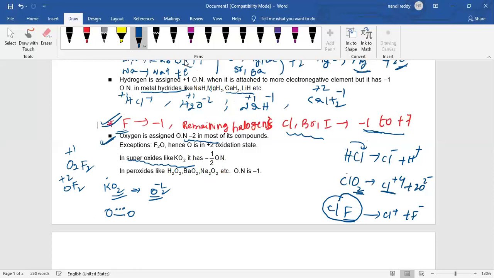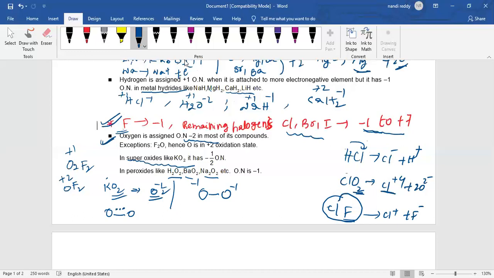This is a superoxide. And peroxides are also there. In peroxides, an oxygen-oxygen linkage is there, and this is -1 oxidation number. So in peroxides, oxygen generally shows -1 oxidation number. Examples are H2O2, BaO2, Na2O2, all these are peroxides. In these peroxides, oxygen is in the -1 oxidation state.